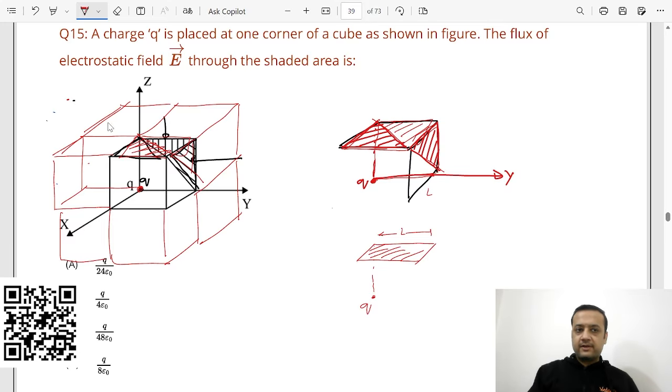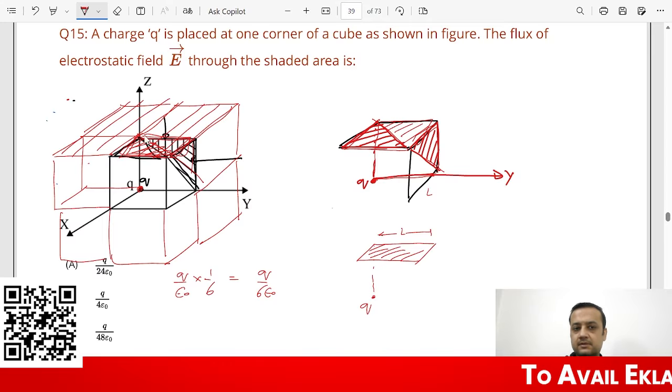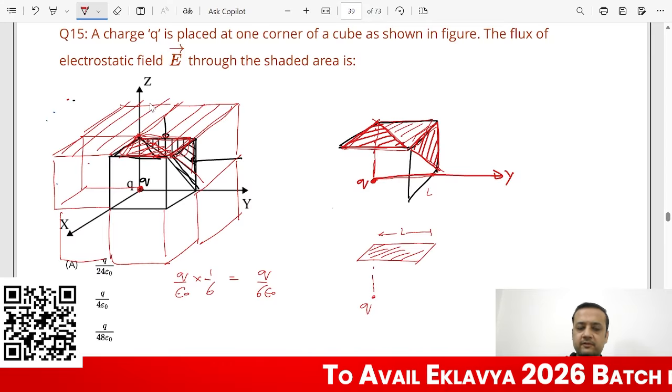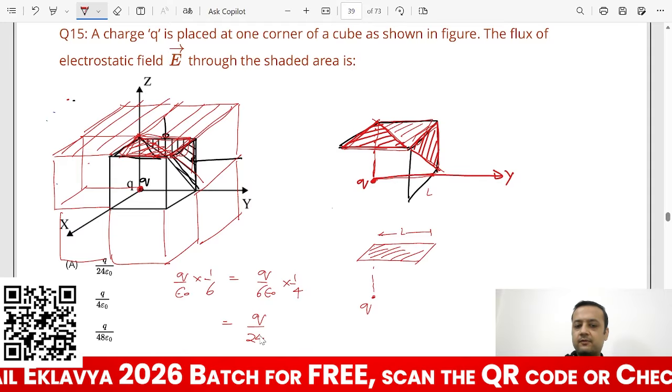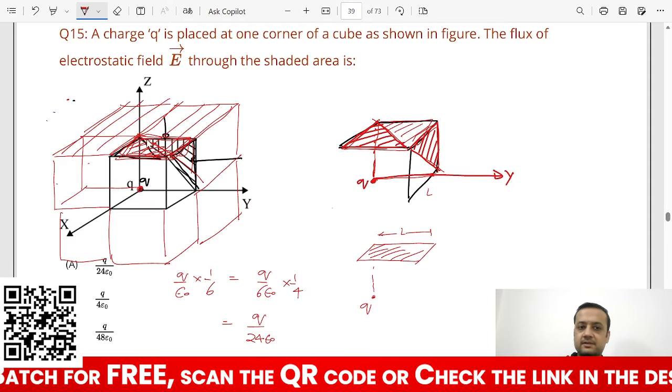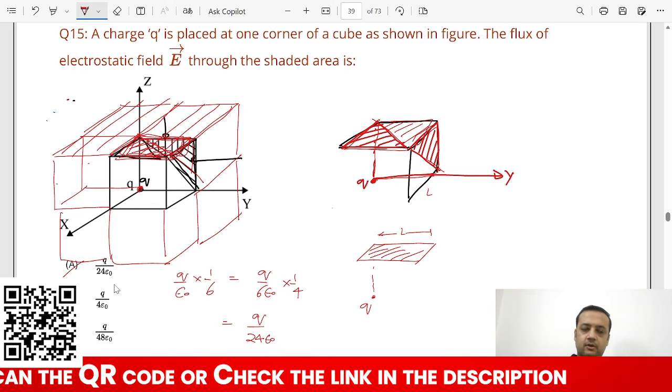So if you look at this full face, we can say the flux through this full face will be q by 6 epsilon naught, because using Gauss's law we can say the flux through the whole cube will be q by epsilon naught, and that means the flux through the top face will be 1 by 6 of it. That means q by 6 epsilon naught. Then this face, which is what we want to calculate, will be 1 by 4th of the whole top face. So you have to multiply this by 1 by 4. So the answer will be q by 24 epsilon naught. That will be the flux through this face. Okay, so the answer will be q by 24 epsilon naught.